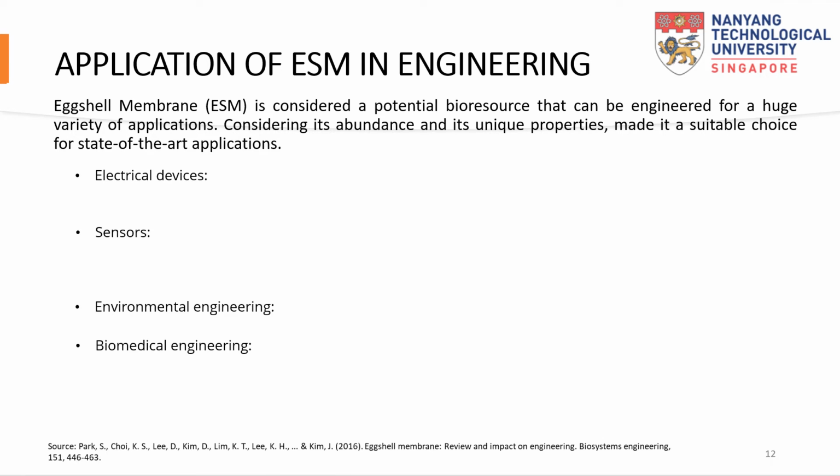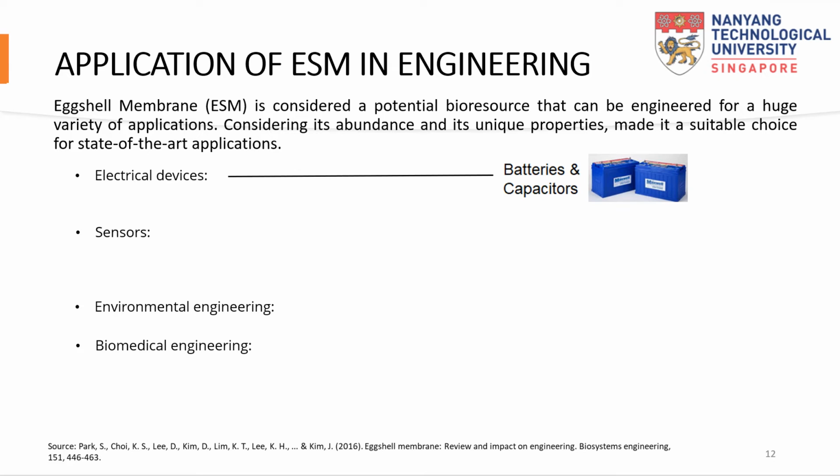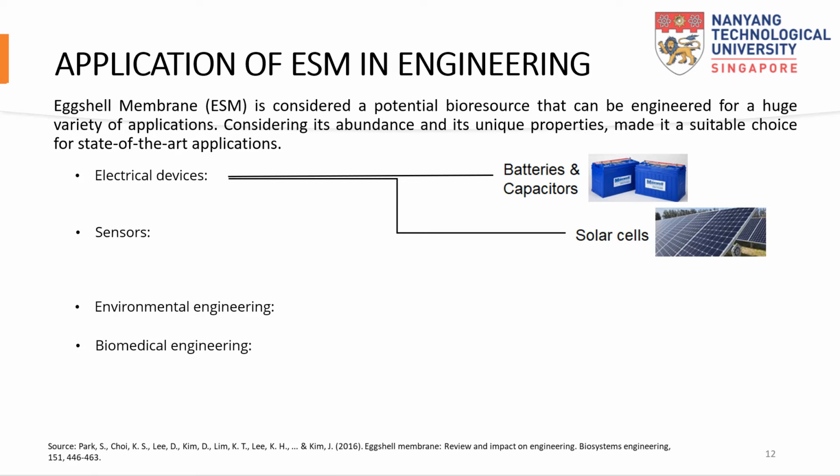Let's take a look. Applications are split into categories. In electrical devices, we have the battery, a potential alternative to lithium-ion. Capacitors generally made from carbon-based materials can be toxic. In this case, ESM can be used as separators between electrodes. Then there are solar cells, semiconductors, and fuel cells. ESM is also suitable for sensor fabrication, as a detector for glucose, chemical compounds, and even to detect pesticides.